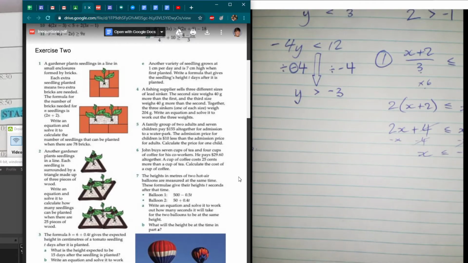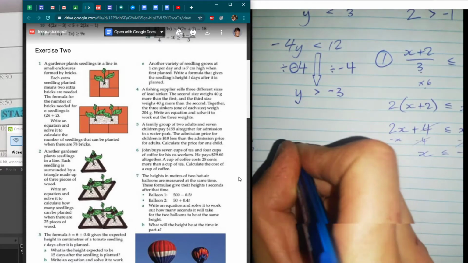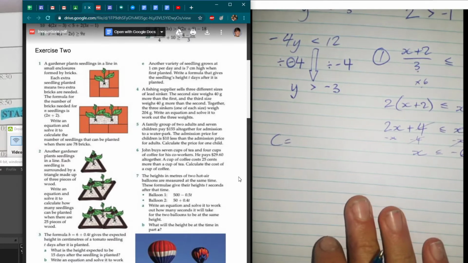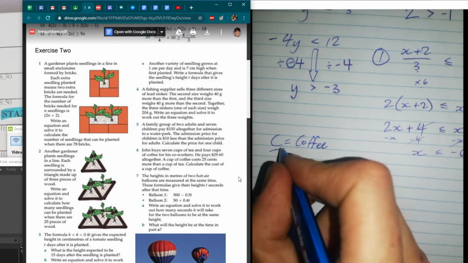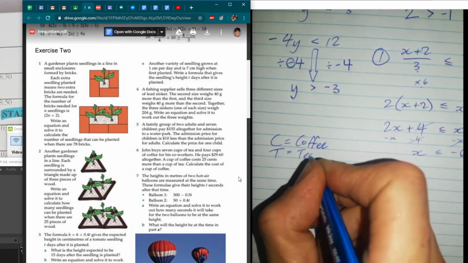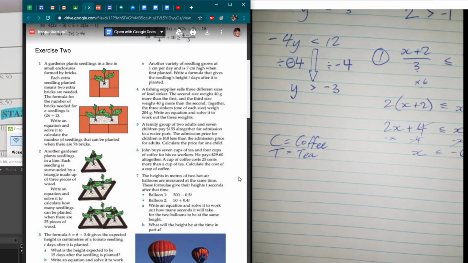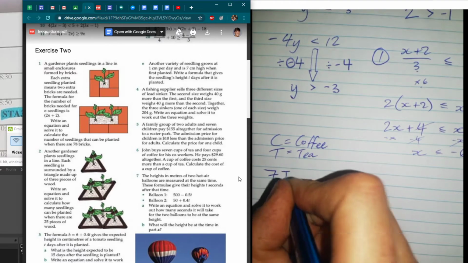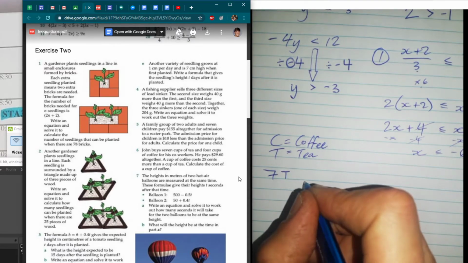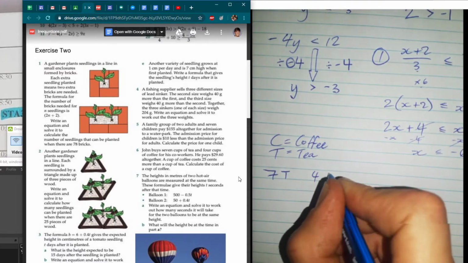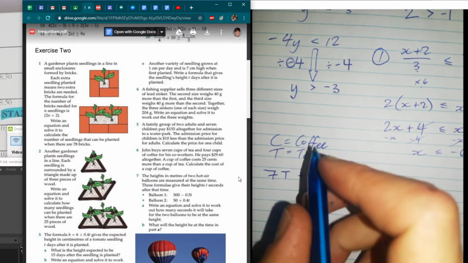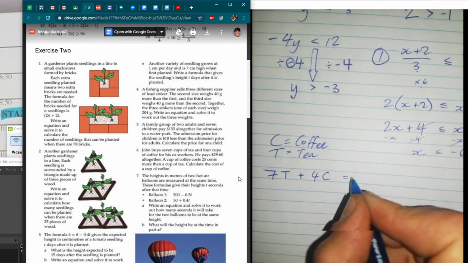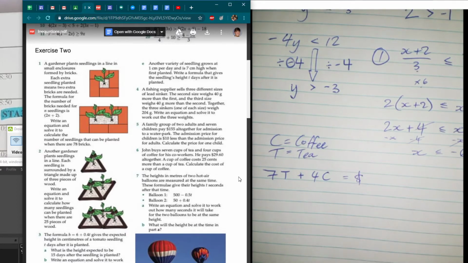So, he's buying 4 cups of coffee. I'm going to make C equal coffee. Yeah, no, it's a pretty big move, but we'll get away with it. I'm going to make T equal tea. So, I know that he's buying 7 T, and I know that he's buying 4 C. So, when those are added together, that gets us a monetary amount, which is $29.60.